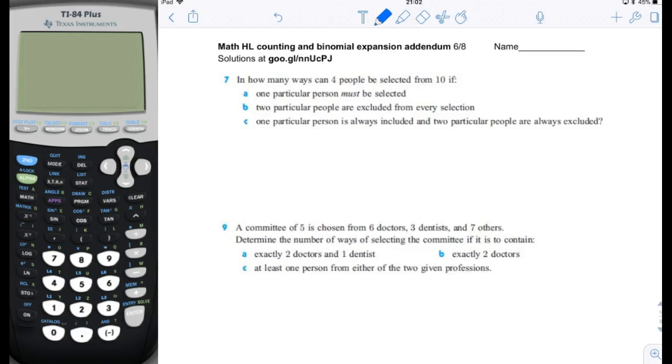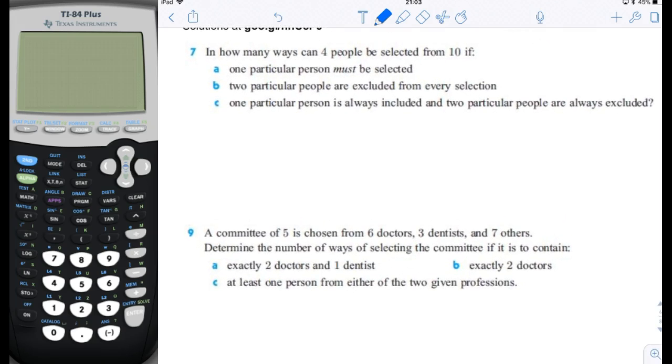HL binomial addendum, page 6. So we're going to continue here with some combination problems. In how many ways can 4 people be selected from 10 if one particular person must be selected?